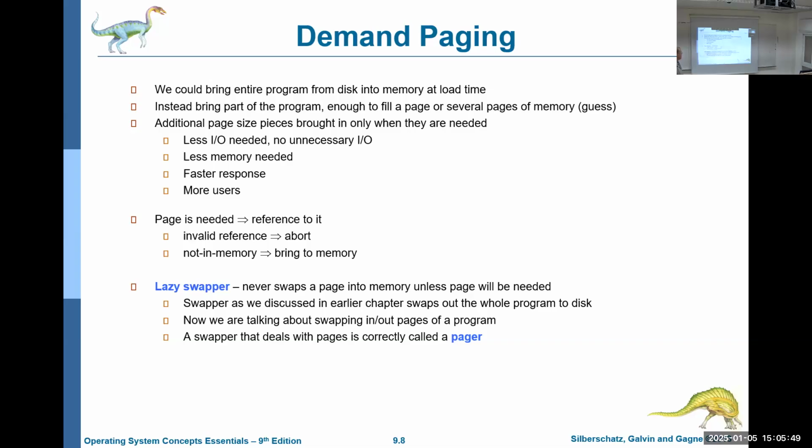Now we are talking about swapping in and out only a page of a program. A swapper that deals with pages is correctly called a pager and not a swapper. We talked about swapping before, when the computer was running out of memory, we could swap a program out of the ready queue and put it onto the disk, and say we're not going to let it run for a certain amount of time and let the other programs run. That was called swapping. So this lazy swapper, we could also call a lazy pager.